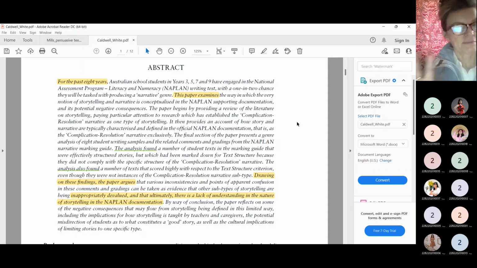Now take time. We've identified that clearly this paper examines the way in which the very notion of storytelling and narrative is conceptualized in the NAPLAN, that clearly indicates a problem, right? This is the problem that we're focusing on. Is there a dialogue stage in this abstract, in the first three sentences? Is there a text in this abstract which tells us something about the problem?